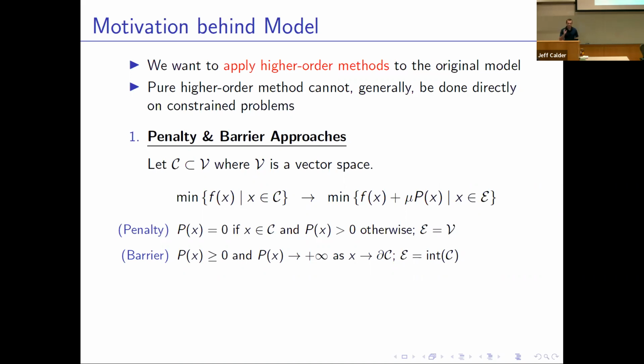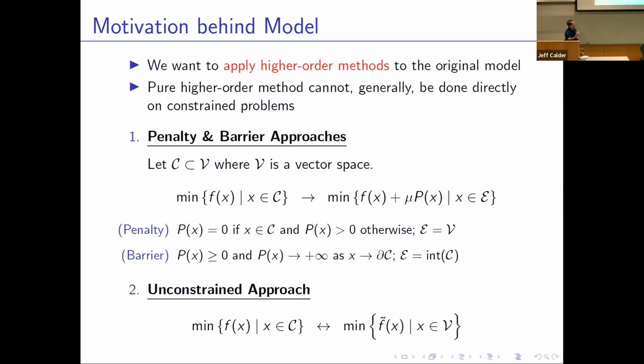In both cases, you can prove that if you solve a sequence of these models, you'll get a solution to the original constrained problem. But if I can write it as an unconstrained problem, then I can just deal with the problem on the right. I have a new function f tilde, but now I'm not over the constraint set C. I'm now over the entire vector space that I'm optimizing over. Okay, and this is what we're trying to do here.